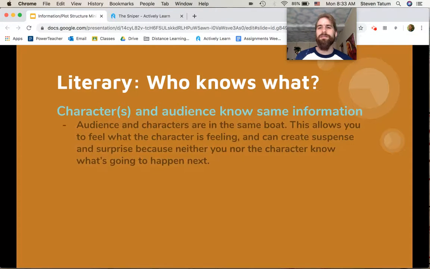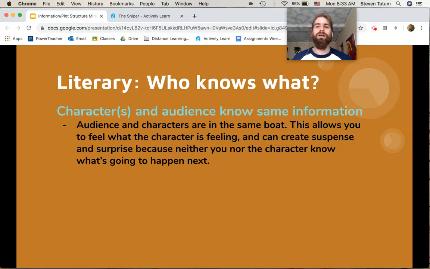What this means is that we, as an audience, are going along the journey with the character. We're in the same boat as them. And so we're feeling what the character is feeling. And that can lead to a couple of different emotions. It means that if the character doesn't know what's going on, we don't know what's going on. And so we might feel some suspense, wondering what's coming next.